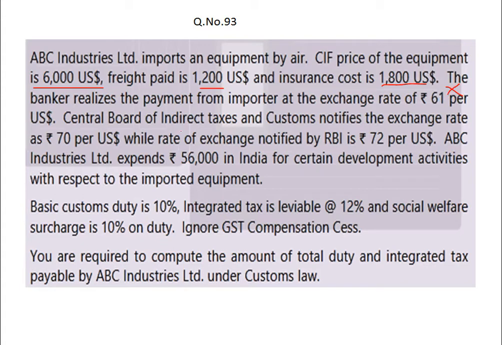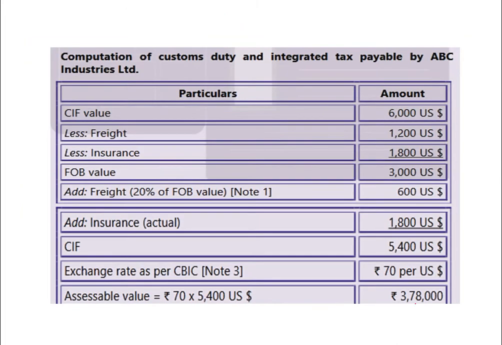The Central Board of Indirect Taxes and Customs (CBIC) rate, the customs notified exchange rate, is 70. This rate is considered for exchange. The rate notified by the RBI is also not considered. Clear? ABC Industries Limited spent 56,000 in India for development activities. BCD is 10%, integrated tax is 12%, and surcharge is 10%. We will see the solution now.